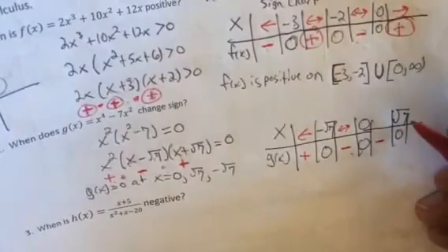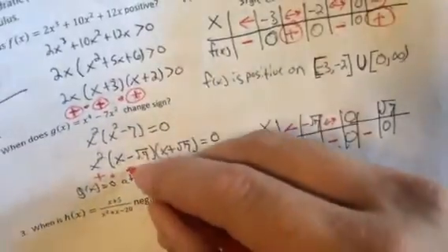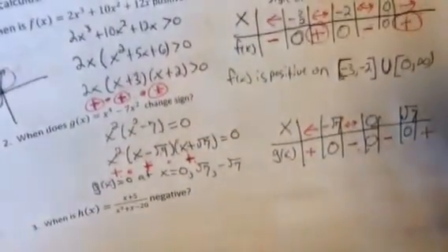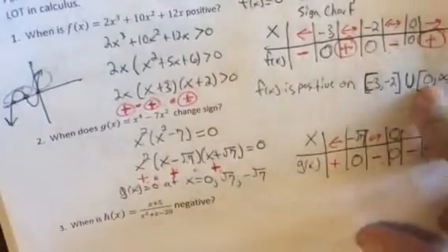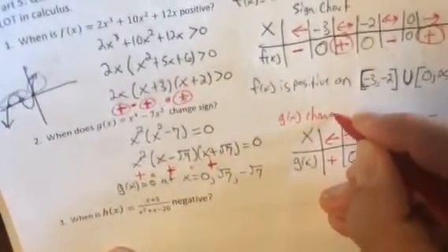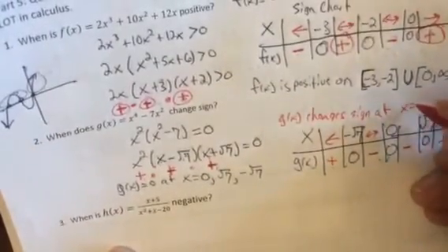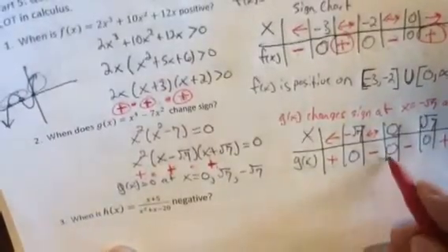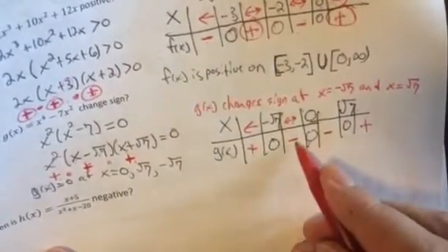When we put a number bigger than square root of 7, like 50, in there, we'll get a positive times a positive times a positive. And now we end up with a positive number. So when does g of x change signs? Let's make sure we actually answer the question that was asked. G of x changes sign at x equals negative square root of 7 and x equals square root of 7, but not at 0.